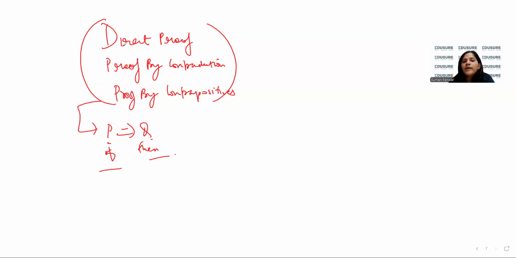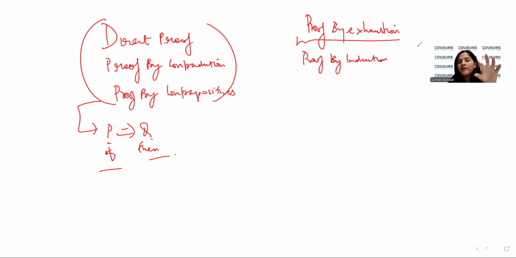Then we have proof by exhaustion, where we have a lot of cases and we discuss each and every case. Then we have proof by induction, where we have to prove a certain statement related to a very big set of natural numbers. And then we have proof by construction. So this is all about proofs.